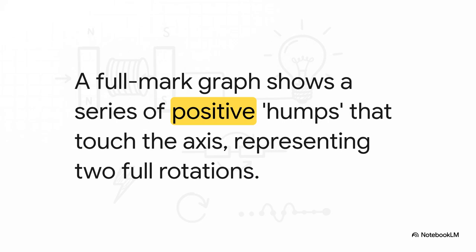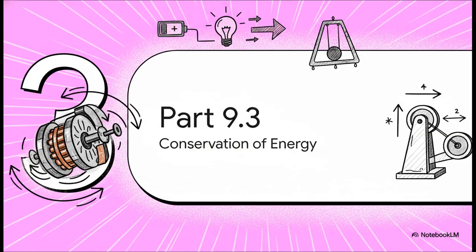And there it is. The perfect graph is a series of positive humps. Each little hump represents 1/2 turn of the coil, where the potential difference goes from 0 up to a maximum and back down to 0. And look, it is always positive. It never dips below the axis. Since the question asks for 2 revolutions, you need to draw 4 of these humps. This shape, by the way, is what we call a rectified wave. To rectify something just means turning an alternating current, which goes both positive and negative, into a direct current that only flows one way.